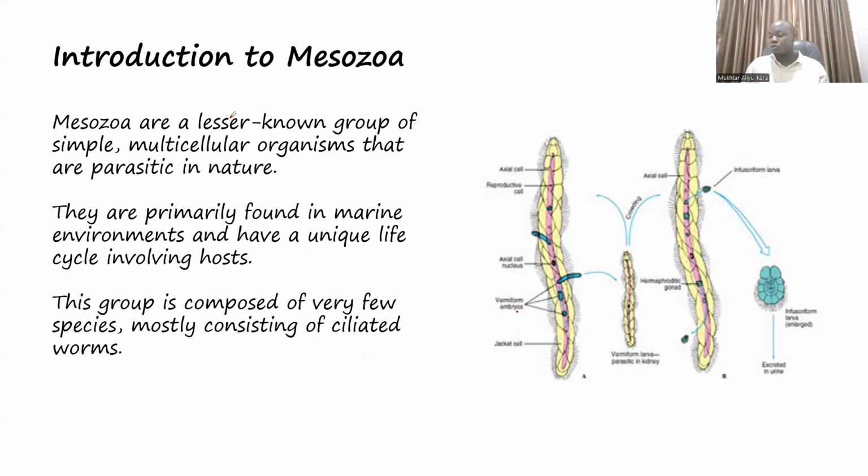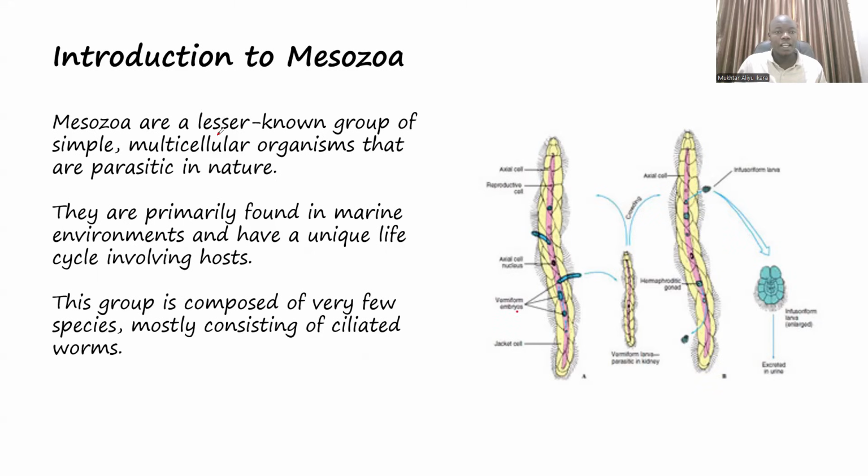So what is Meso? Mesozoa, from the word meso, means middle. It means it is in between the two organisms, which is true multicellular organisms and protozoans. So they are in between, they are middle. That is why they are called meso. So they are in between true multicellular organisms and protozoans.